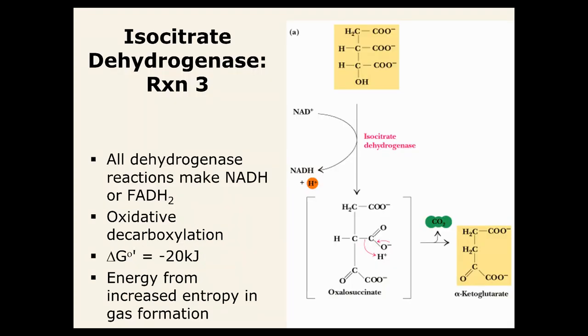This step here, isocitrate dehydrogenase reaction 3, is where we get the formation of NADH. So the NAD is reduced. And remember, if something's reduced, something else has to be oxidized. Okay, so in this case, it's going to form alpha ketoglutarate through this intermediate of oxalosuccinate. So this is the intermediate thing there.